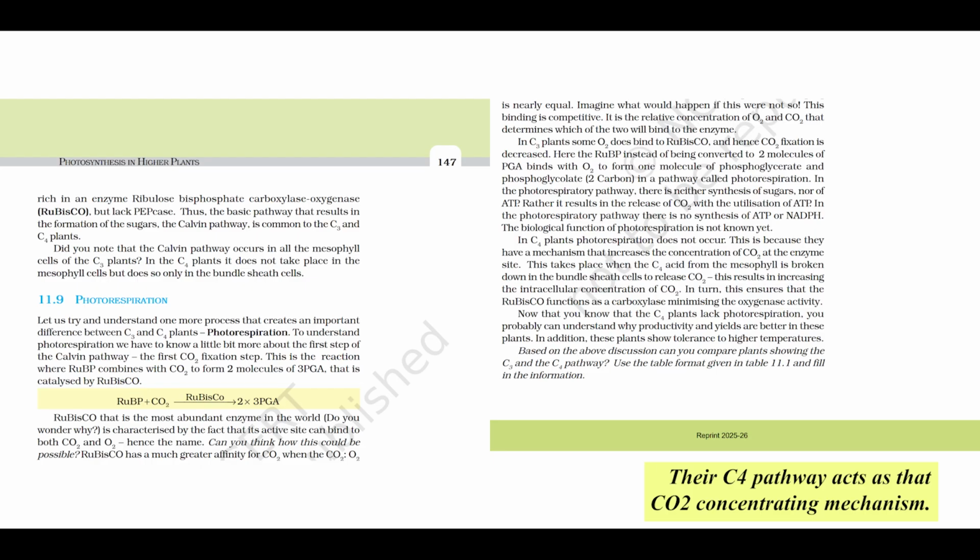Their C4 pathway acts as that CO2 concentrating mechanism. By pumping CO2 into the bundle sheath cells and releasing it there, they maintain a very high CO2 concentration right around the Rubisco enzymes. This high CO2 level ensures that Rubisco overwhelmingly functions as a carboxylase, binding CO2, and rarely acts as an oxygenase. The oxygenase reaction is effectively suppressed. That's the fundamental reason why C4 plants thrive in hot, bright conditions, where C3 plants suffer from significant photorespiratory losses. It's a key adaptation for productivity in those environments.